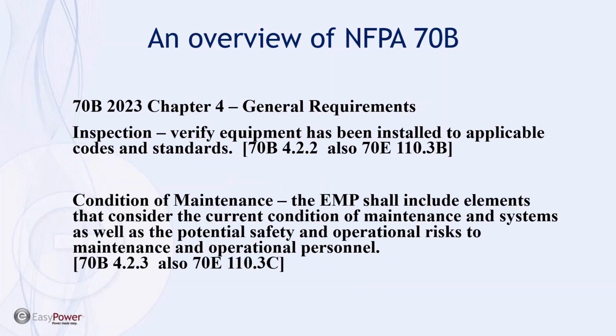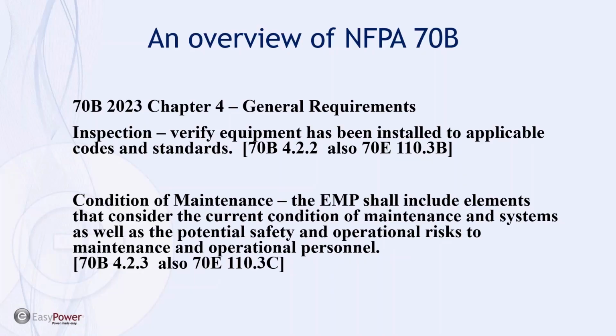Some specific references of the general requirements within an electrical maintenance program is inspections. Here we have the language included in the 70B standard. The 70E standard under Article 110.3(B) is really a reference to only new equipment, whereas in the 70B standard, it's basically the inventory of equipment within the facility itself.